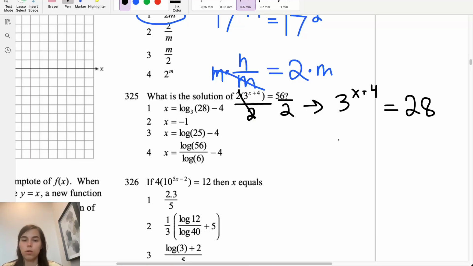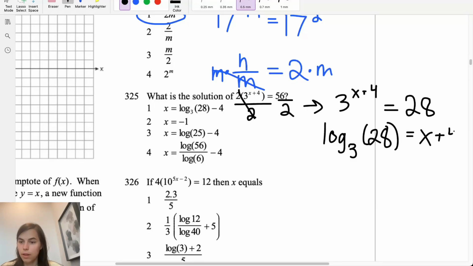We use our log rewriting. So this turns into log base 3 of 28 equal to x plus 4. And look at that. The x is not in the exponent anymore. We can very easily get x by itself now.